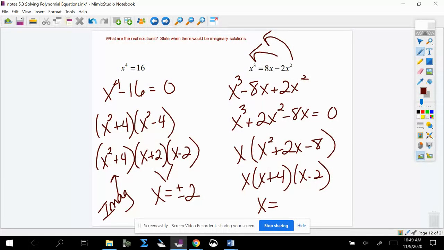We actually have three solutions here. We get one here, one here, one here. My solutions are 0, negative 4, and positive 2.